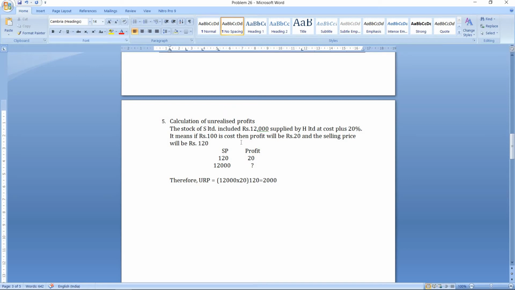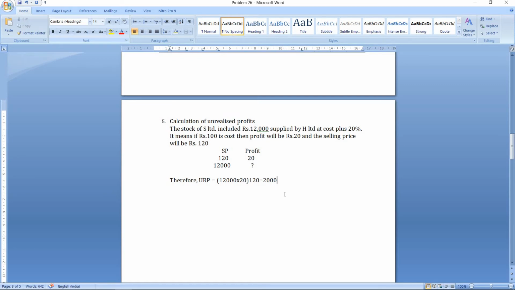I hope these calculations are clear. I will just explain it once again. See, the stock of S Limited included 12,000 supplied by H Limited at cost plus 20%. So if the cost price is 100, then the profit is 20. So the selling price will be 120. So if the selling price is 120, profit is 20. So now the stock is 12,000. That means this is the selling price of the goods. So how much profit does it include? That we have to find out. So cross multiply, you will get your unrealized profit, which is 2,000. Okay. So we are done with preparing all the working notes.